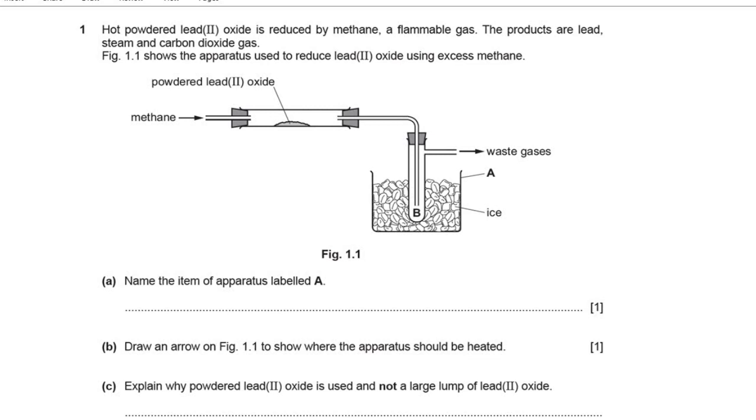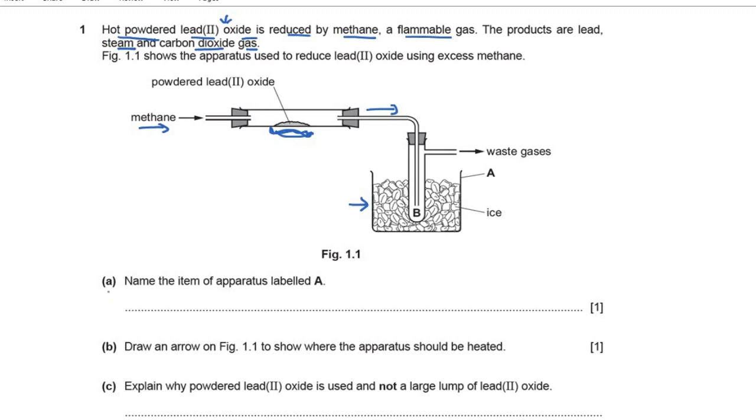Here is question 1, which says hot powdered lead oxide is reduced by methane, a flammable gas. So here what are we doing? We are taking lead oxide in the powdered form and reducing it with the help of methane, which is a flammable gas. The products are lead, steam and carbon dioxide gas, and here is the apparatus to reduce the lead oxide. So here is the methane gas being passed in a tube, and here is the powdered lead oxide shown in this area in the tube, and then there is a tube which is passing towards the test tube, and here we can see in the beaker there is ice.